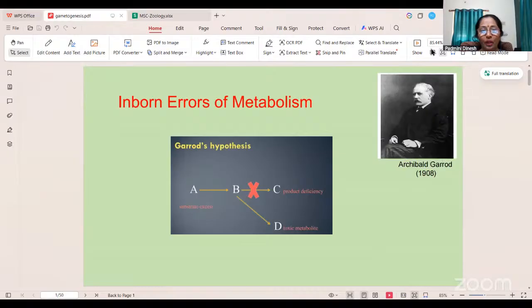Coming to inborn errors of metabolism, we will talk about what exactly are the errors occurring during metabolism, and also what the different types of genetic disorders are that you get because of these metabolic errors. We have to credit this topic to Archibald Garrod, 1908, who described these inborn errors of metabolism. So what exactly is this?